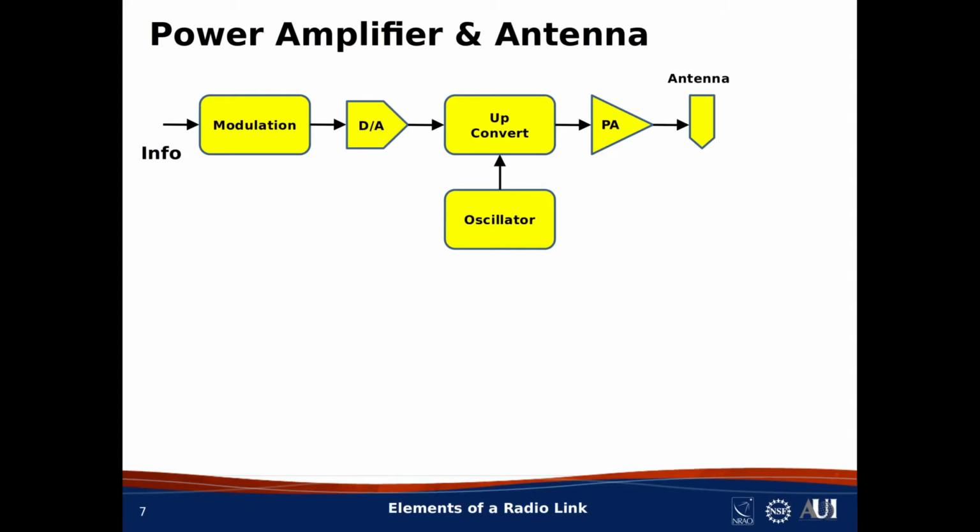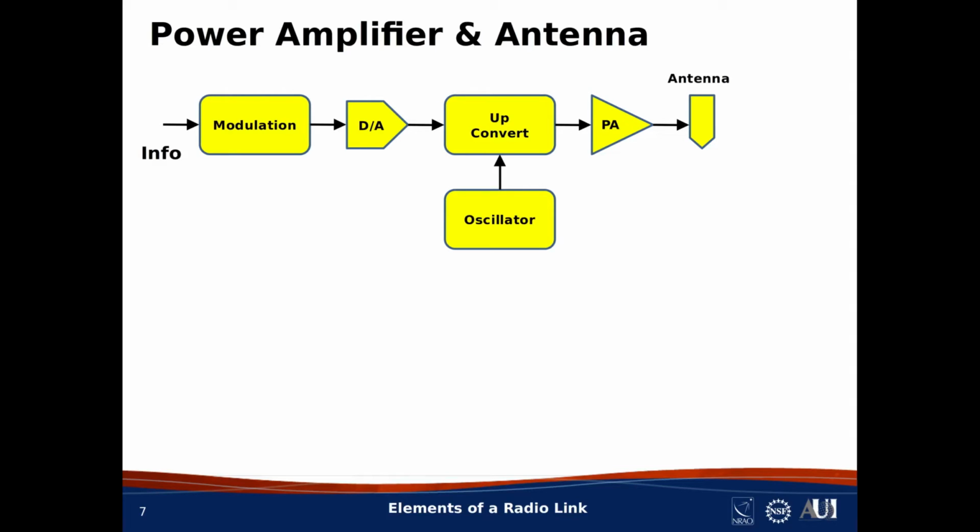The output of the upconverter is now at the frequency we want to transmit, but typically it will be too weak. So the final step before applying the signal to an antenna is to amplify the signal. The amplifier used in this particular application is known as a power amplifier, or simply PA. The PA is always the last amplifier before the antenna.